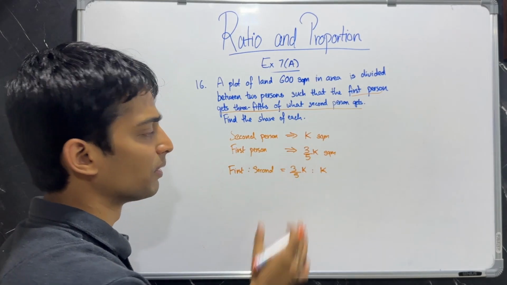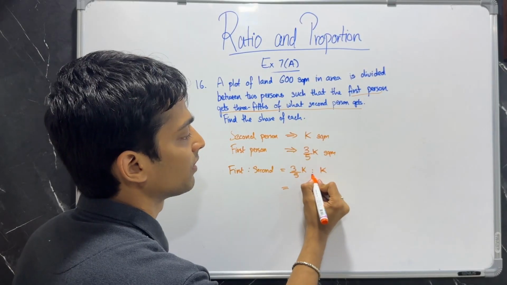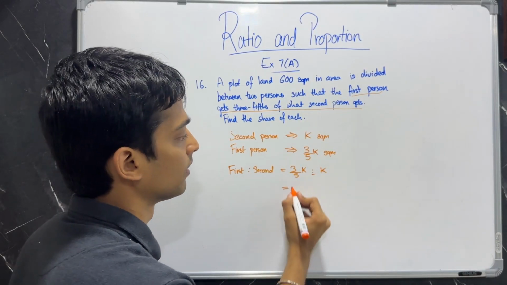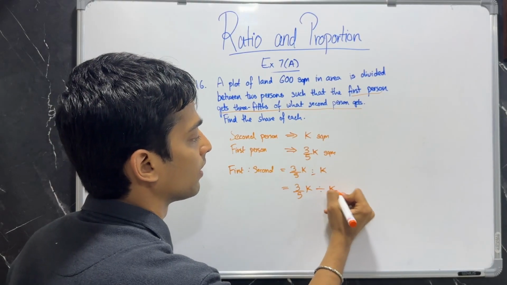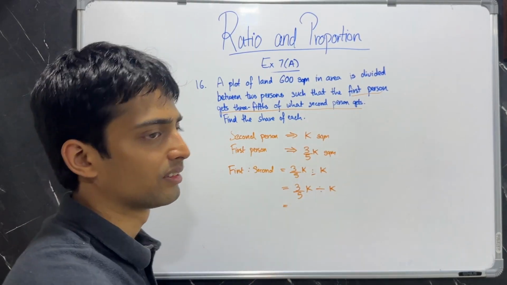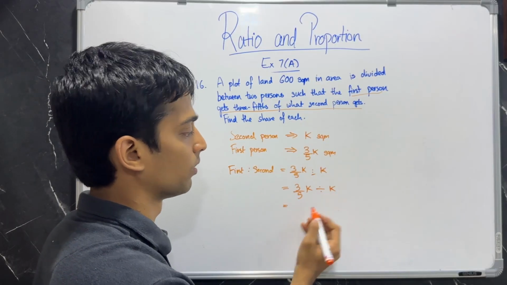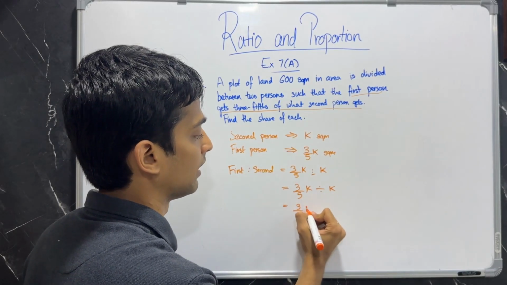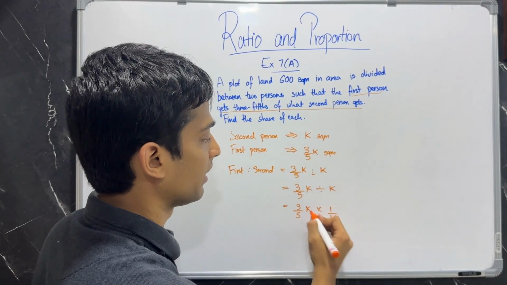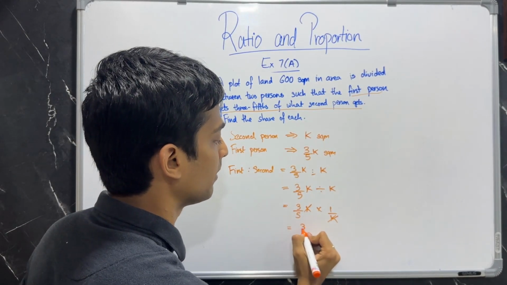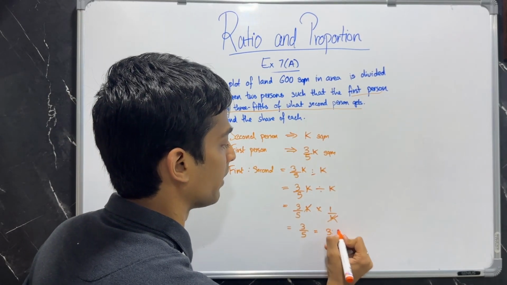Now I want to simplify this in whole number form. This is a ratio sign, so we can convert it into division: 3/5K divided by K. To cancel, we need to convert this into multiplication. For that we have to take the reciprocal. So 3/5K multiplied by 1/K. Now we can cancel this K. What we are left with is 3 upon 5. So this is our ratio. So the ratio is 3:5.